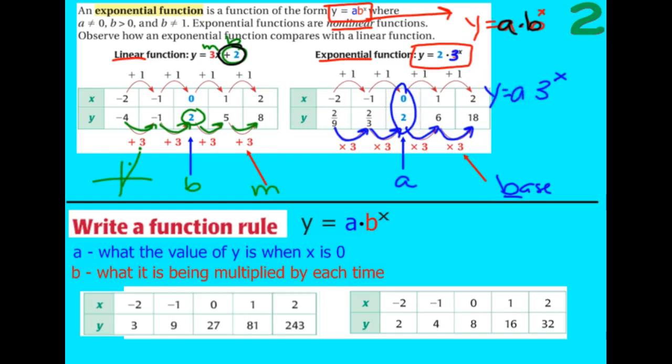Oops, not the letter a. We want, a is really the number 2. So that would be a 2 times 3 to the power of x. Again, b is our base to our exponent, what we're multiplying over and over and over again, the exponent one.